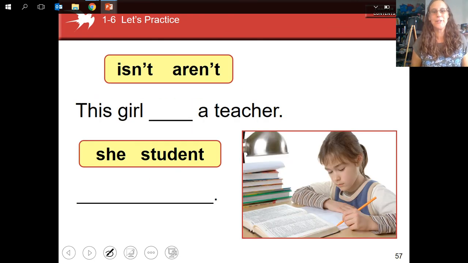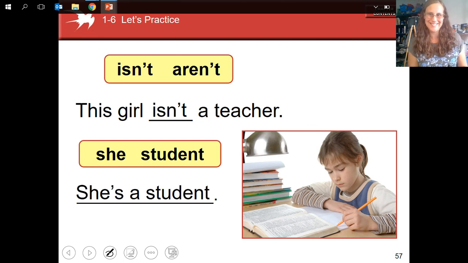Okay, this girl, a teacher. This girl isn't, this girl aren't. How many? This girl isn't a teacher, right? One, he or she. Well, girl, so she. She isn't a teacher. Student, yes. So sentence using contraction. Sentence about her as student. We say she's a student. Okay.